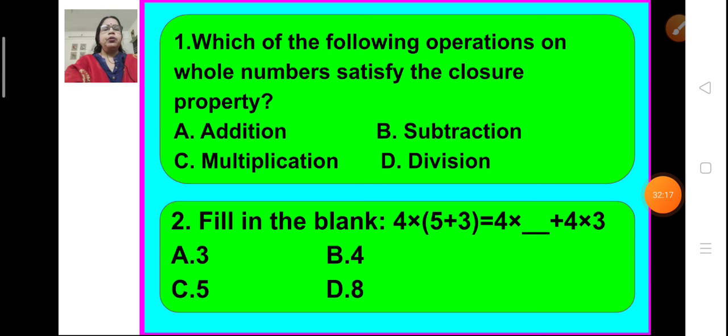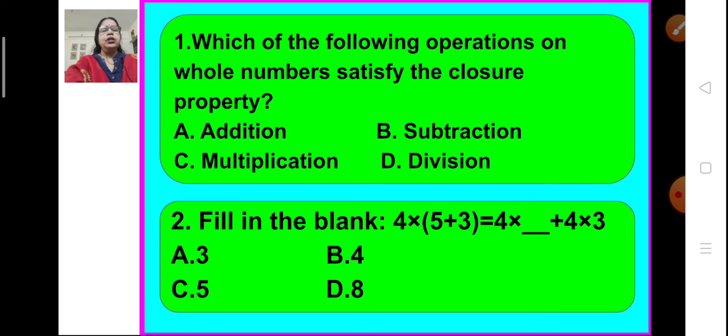Now let us see some of the important questions here. Which of the following operations on whole numbers satisfy the closure property? Addition, subtraction, multiplication and division. Which are the operations that satisfy closure property? We have discussed it: addition and multiplication.